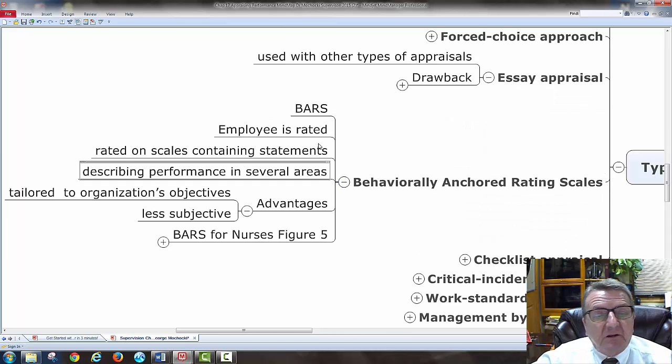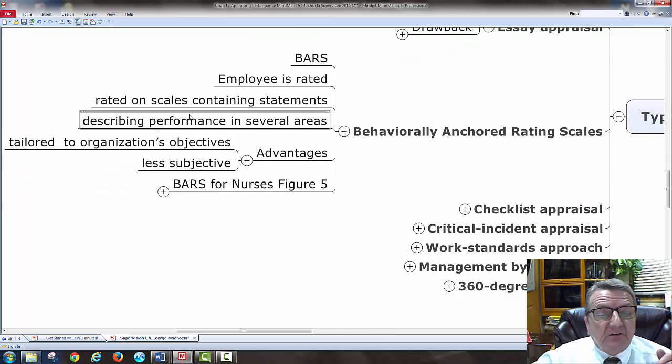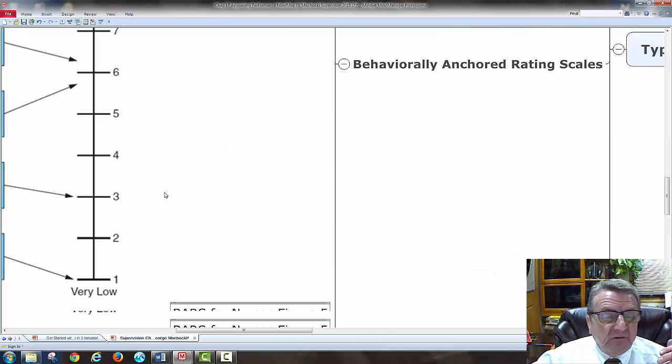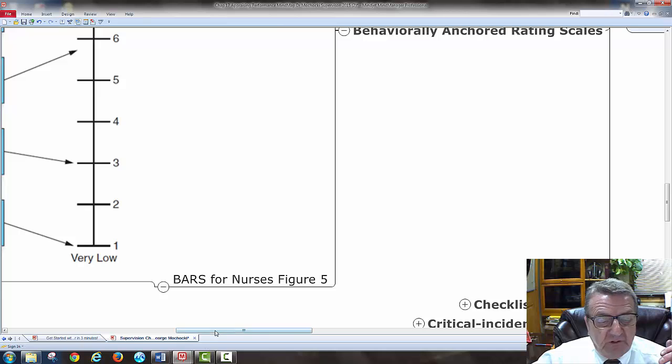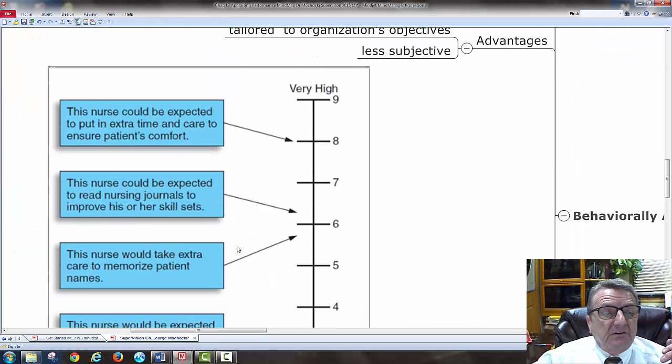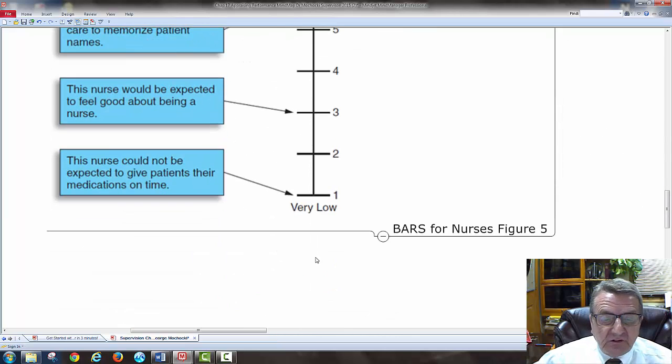Okay, behavior anchors, BARS. Employees are rated on scales containing statements describing performance in several areas, tailored to organizational objectives. And here are some BARS for nurses, if I'm looking at nurses. The nurse could be expected to put extra time and care to ensure patients' comfort: very high. This nurse would be expected to read the nurse's journal to improve skills. And you would put them in different sections on the bars.